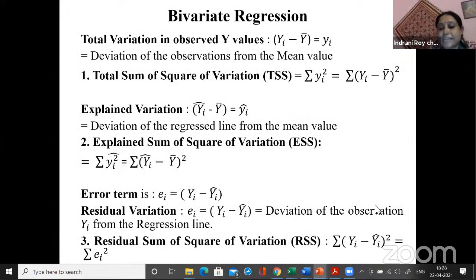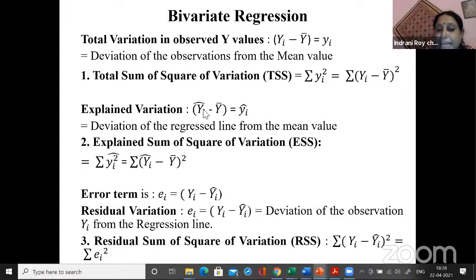So ESS is basically yi hat minus y bar. Y bar is basically the mean of the y observations, and yi hat is the estimated value of the y observations.